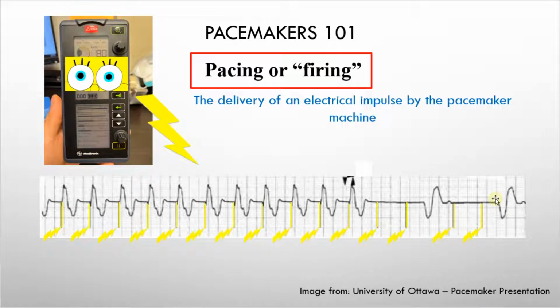Which brings us to pacing or firing. And like we said before, it is the delivery of an electrical impulse by the pacemaker machine. As you can see over here, it is denoted by this little thunderbolt. Every time the pacemaker fires or paces, it will create a pacing spike, right?